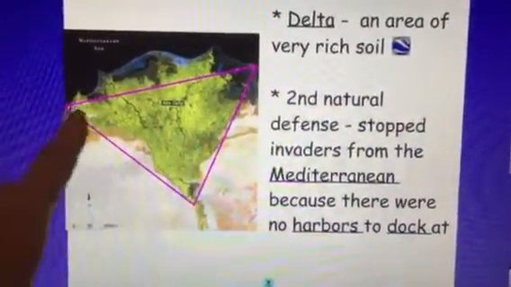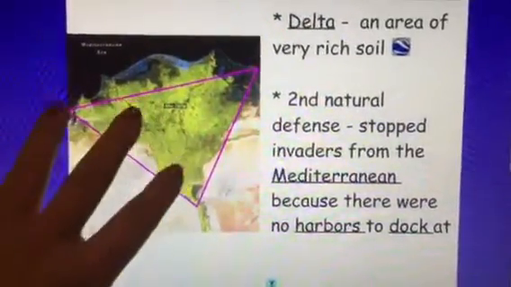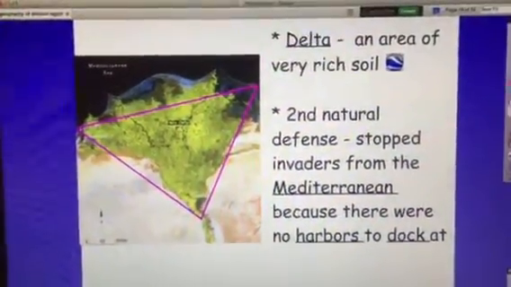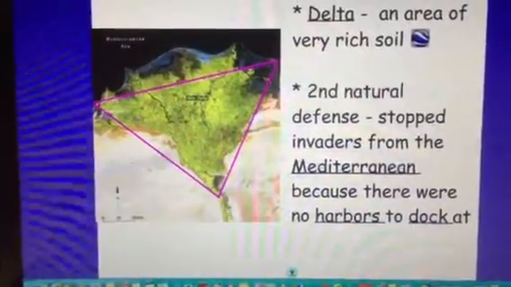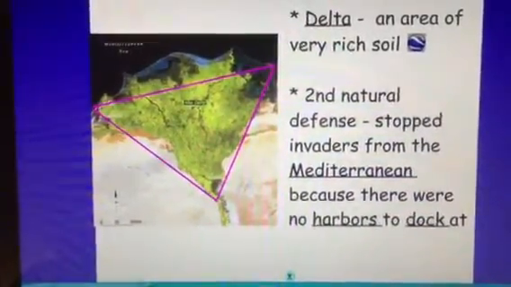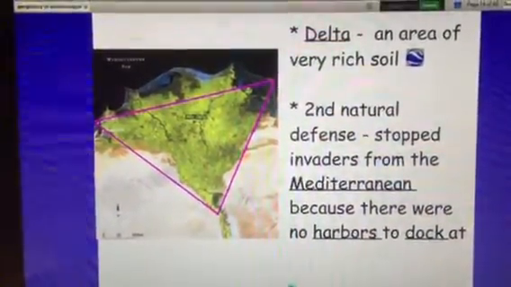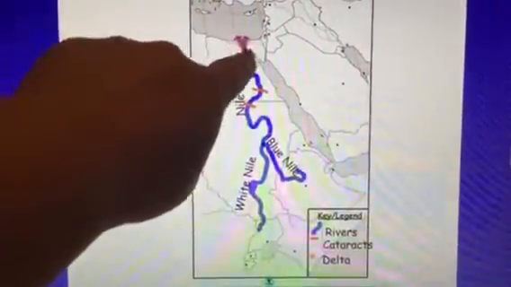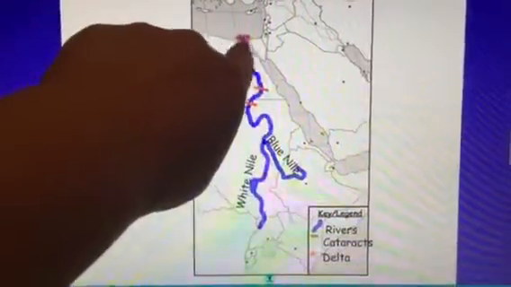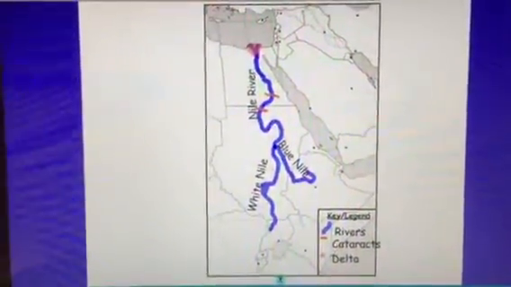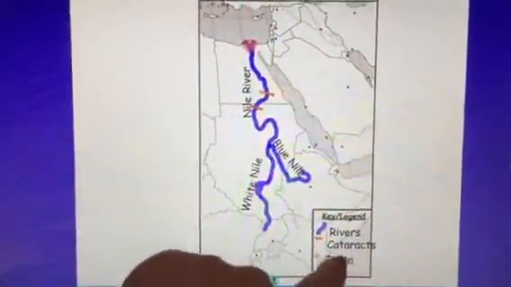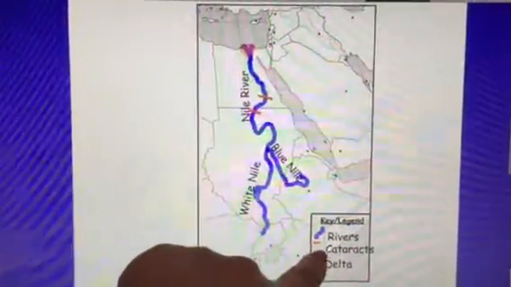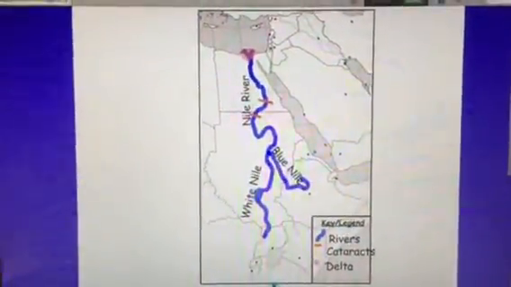So you've got all this rich soil, kind of a marshy type of land right here at the mouth of the Nile River as it flows into the Mediterranean Sea. On your map, if you can draw a little triangle up here and shade that in, that's a delta. Don't forget to add it to your map key, your cataracts, and your delta down here.